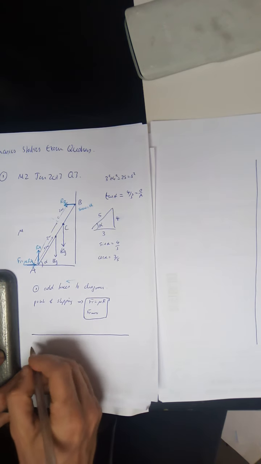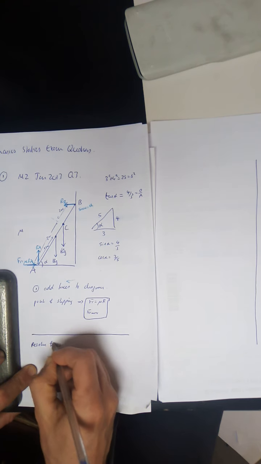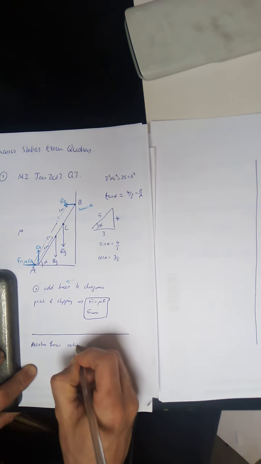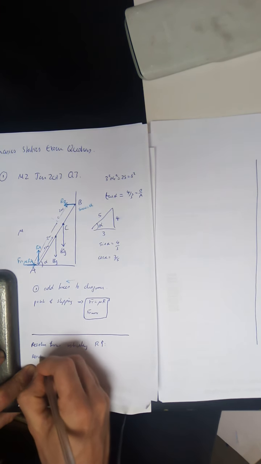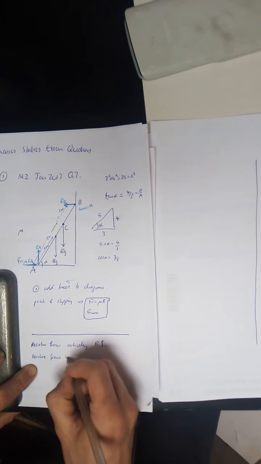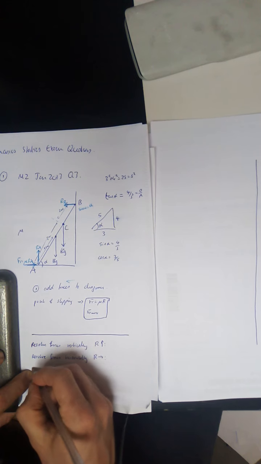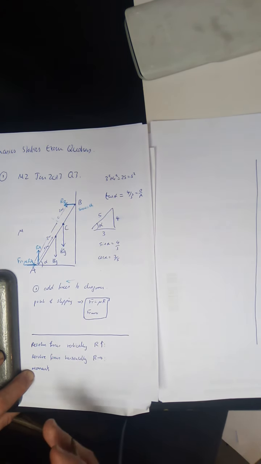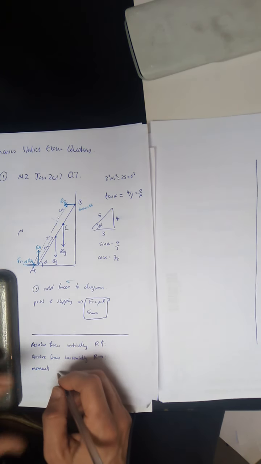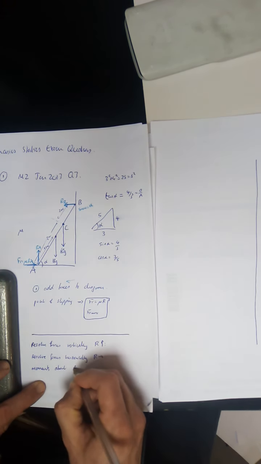We can resolve forces vertically. We can resolve forces horizontally, and we can take moments. There's two sensible places to take moments about, A and B, but as there's more going on about A, there's more forces going through it, it makes more sense to take moments about A. And let's see if that gives us enough.